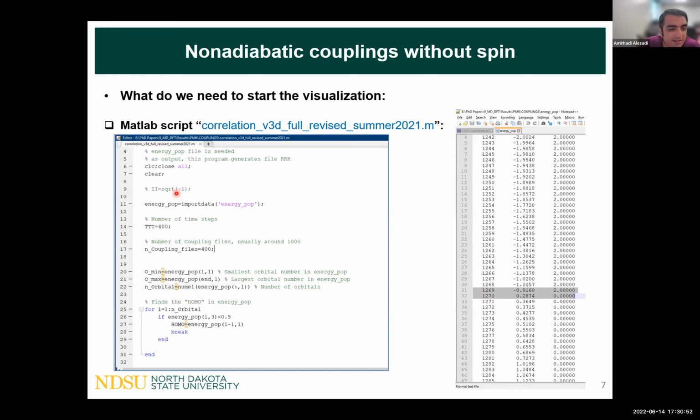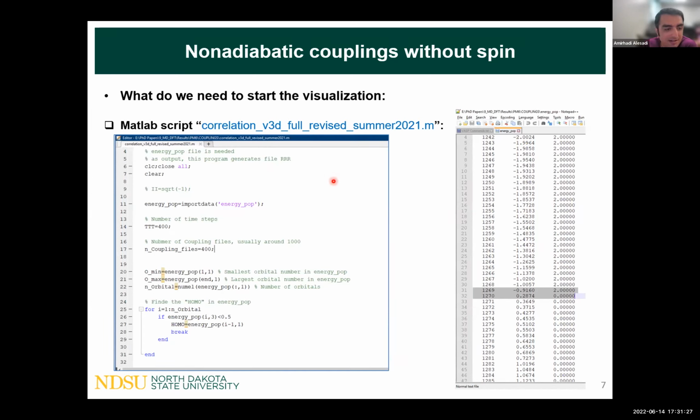The only difference is that I made some changes in that MATLAB file. So you just need to put the energy pop next to the coupling files in that directory, and then it will automatically read the minimum and maximum orbitals and find the HOMO orbital. I'm not sure if I copied that in that MATLAB directory. If not, I will save it today. So feel free, for no-spin calculation, if you want, you can use this file also.